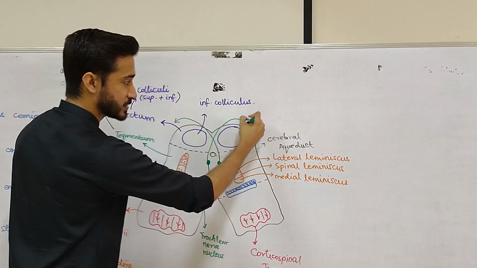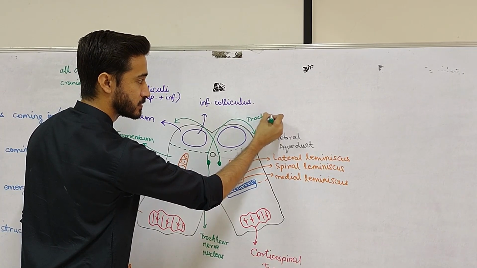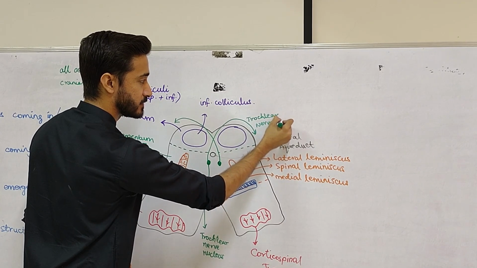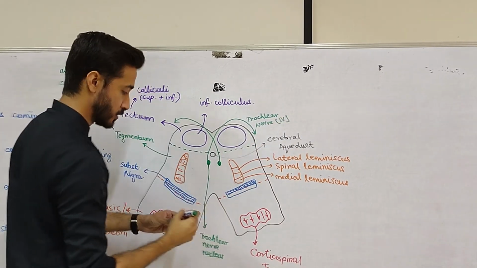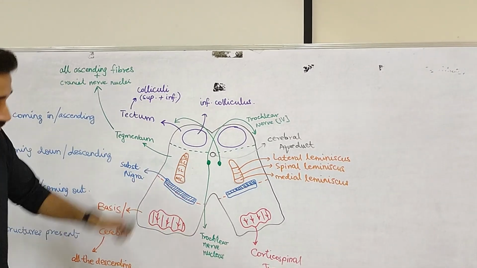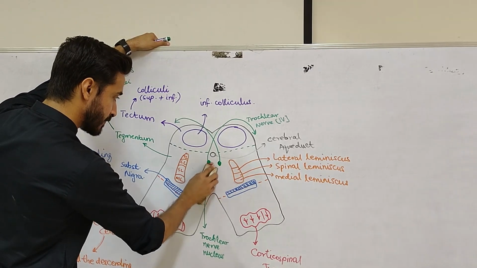Right? So this is going to be labeled as the trochlear nerve itself. Trochlear nerve, that is the fourth cranial nerve. Okay, so over here we showed the trochlear nerve. I'm going to remove this labeling because it seems like a cranial nerve as well.